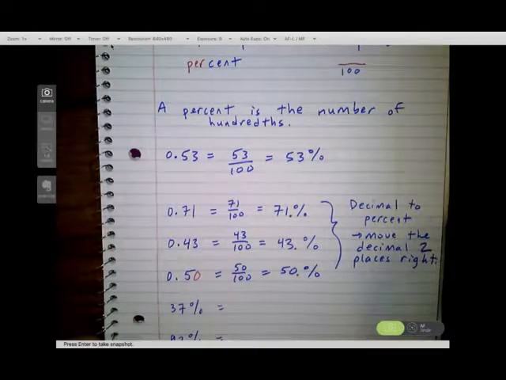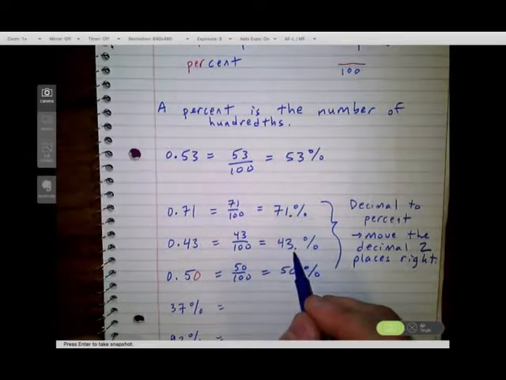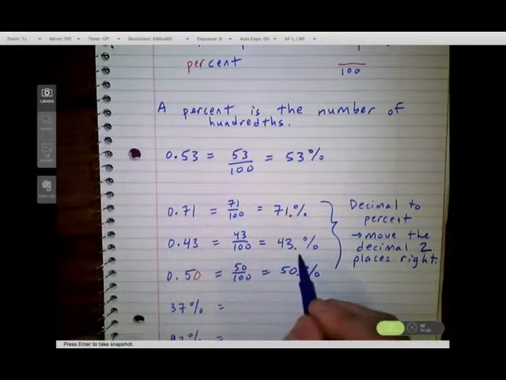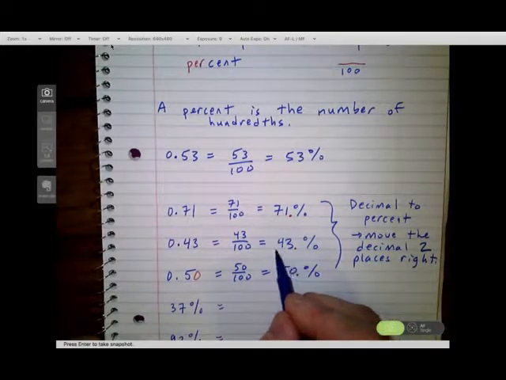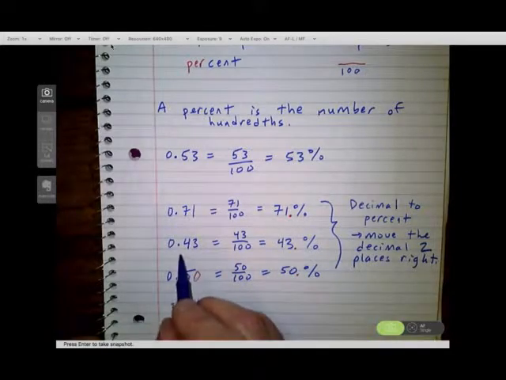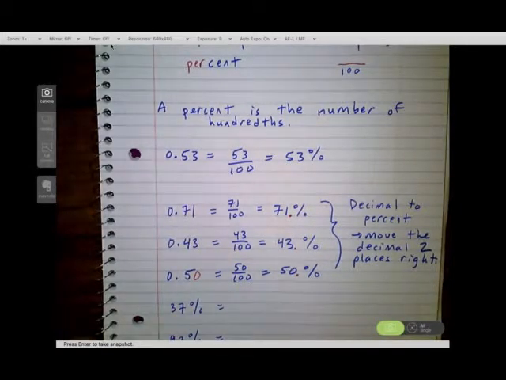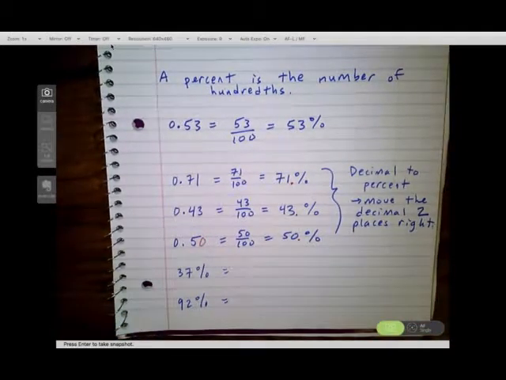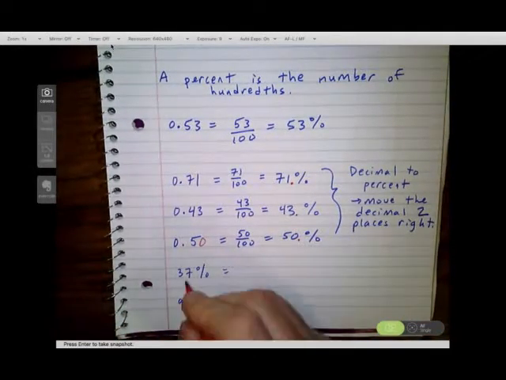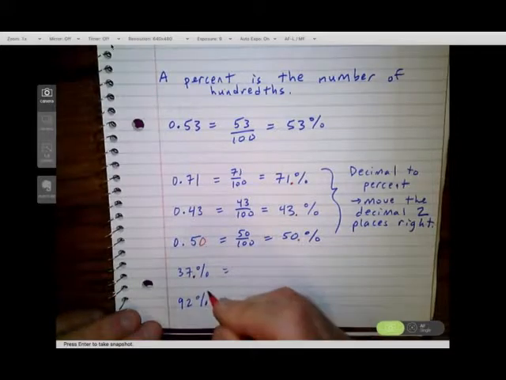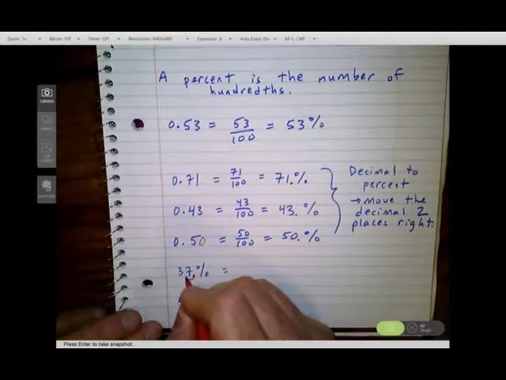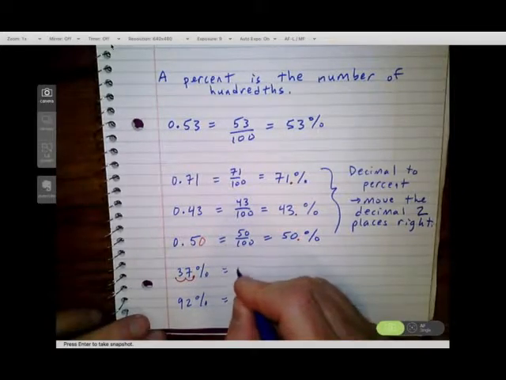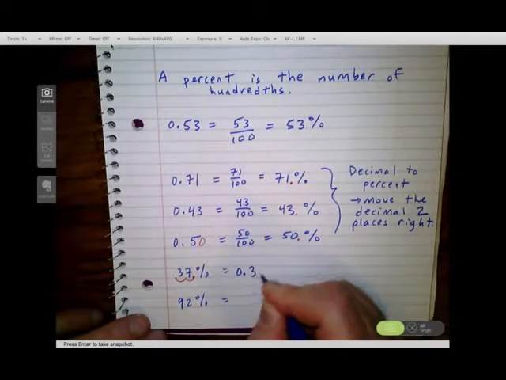Now let's say I wanted to go backwards. Let's say I had a percent and I wanted to make a decimal. Well, check this out. I go 1, 2 the other way, to the left, and I get my decimal. So let's look at a couple here, and then we're just about done. So 37%, if I were to fill in the decimal, it would be after the 7. And I would go 1, 2 over to the left to get my answer, and it would be 37 hundredths, or 0.37.